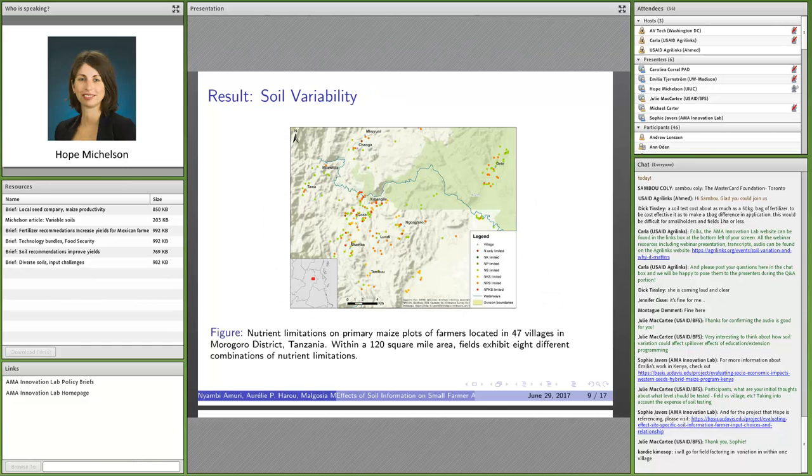So let's talk about some results then. As I said, I'm going to show you things in a slightly different way than Amelia, and it's related to the way that we did the management recommendations from the soil testing. So I'll show them to you spatially, and then I'll show them to you in a table form.